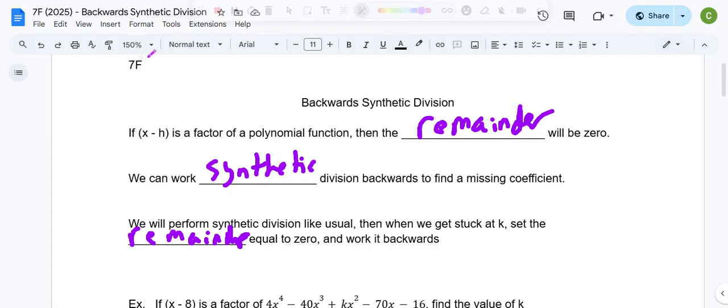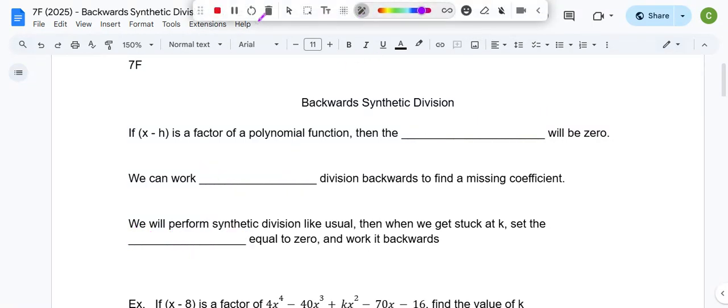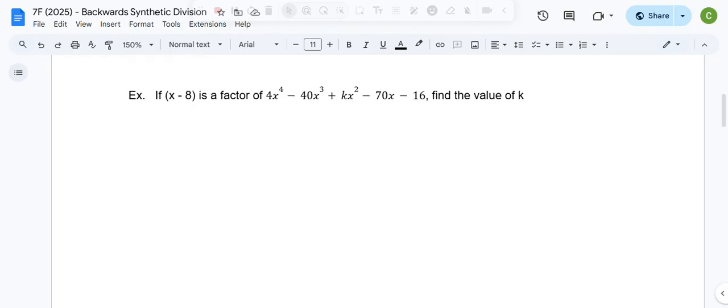So pause the video if you need to. I'm going to do these first 2 examples on the front, and we'll do the last 2 in class together. All right. So first example, if x minus 8 is a factor of 4x to the 4th minus 40x cubed plus kx squared minus 70x minus 16, find the value of k.